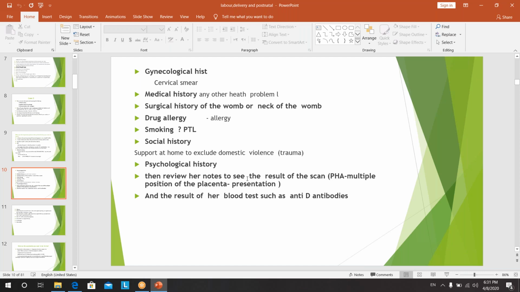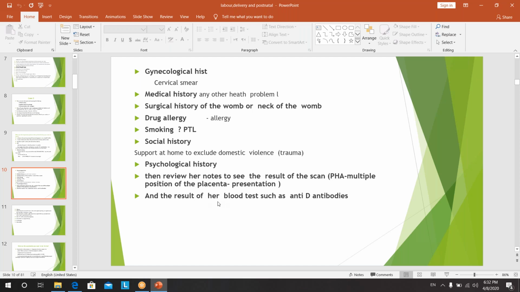Then I want to review the patient's notes to know the result of her scan, whether there is any polyhydramnios, any multiple pregnancy, and the position of the placenta. It's very important because this patient has bleeding. She may have placenta previa or something like that. So seeing the position of the placenta and the presentation of the baby is also important, because this may decide her mode of delivery.